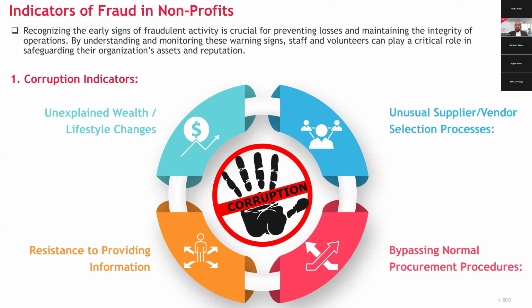And finally, you can look at bypassing normal procurement procedures. That's another red flag. So, instances where normal procedures or controls have been circumvented. You have a procedure, but they didn't follow it. For certain transactions, this can be a red flag. So, as an example, might be a manager approving a purchase that would typically require higher level authorization.